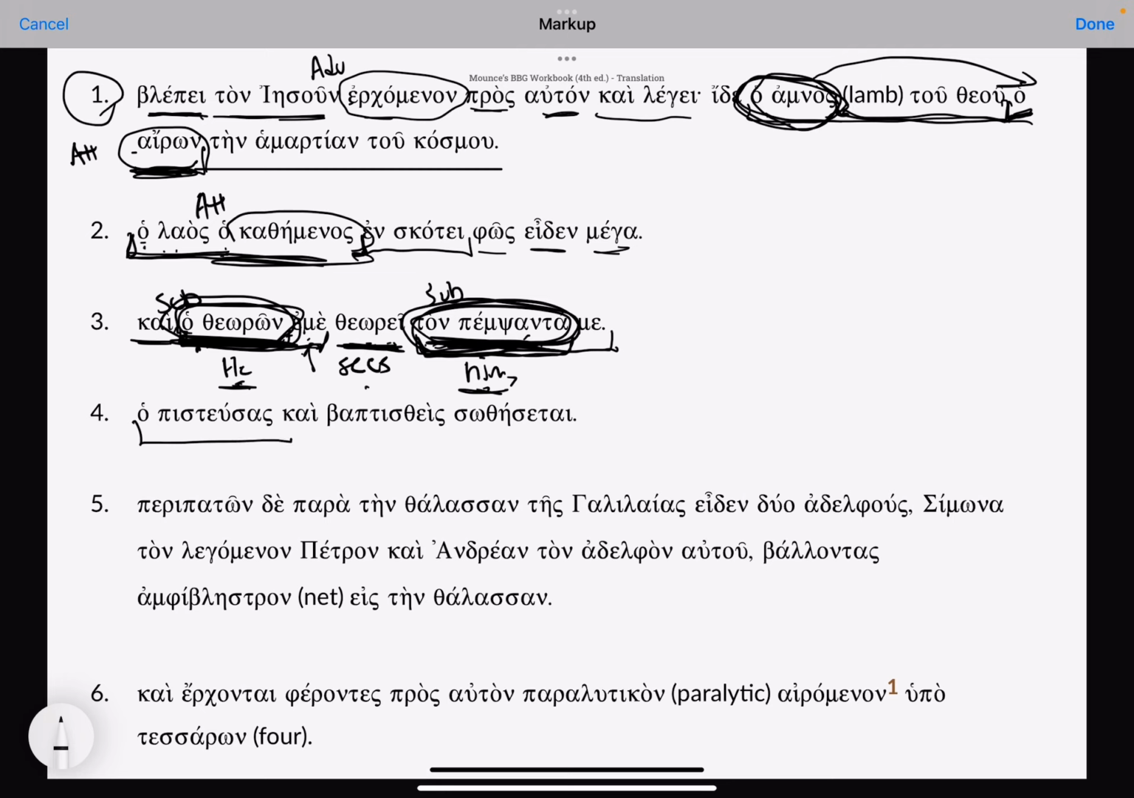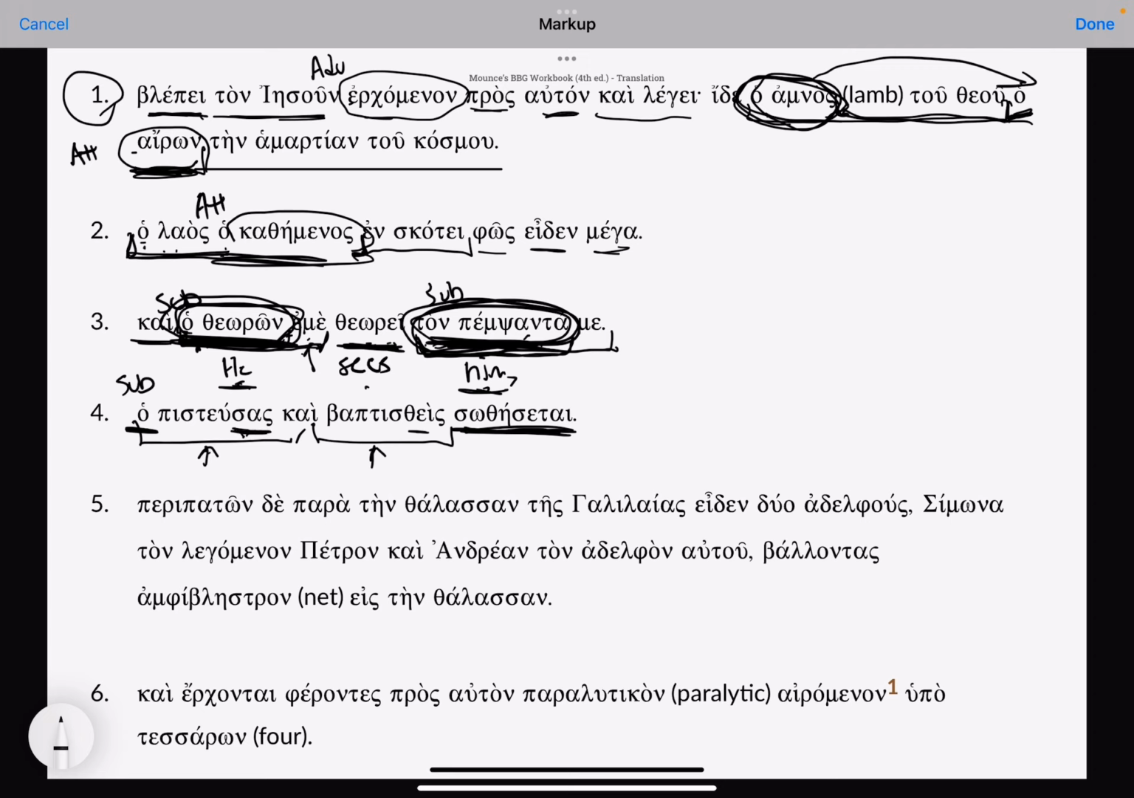Ho pisteusas kai baptistheis sothesetai. So this is he will be saved. Okay. But here we have two participles. Both are aorist participles. This is an aorist passive participle. And these are both substantival. They're both sharing that article. So the one believing, or the one who is believing, the one believing.